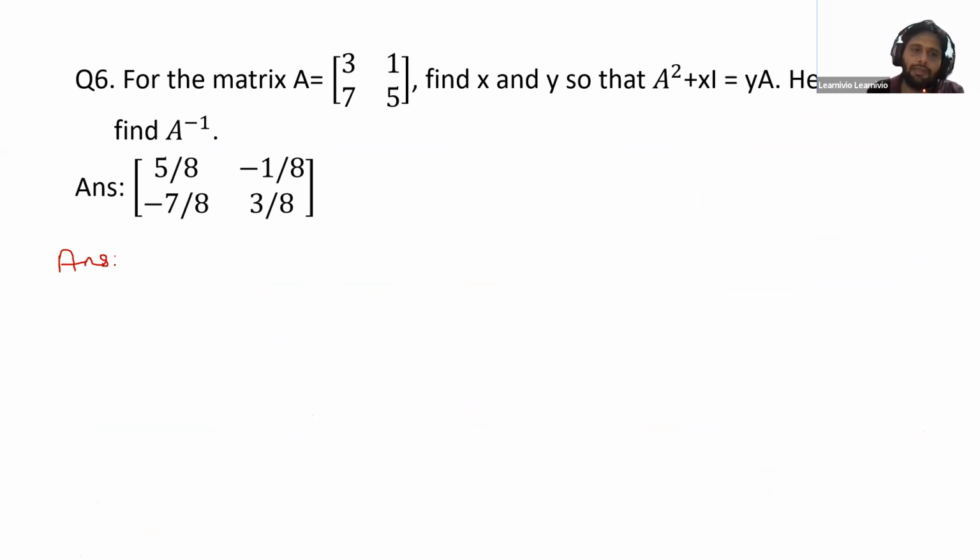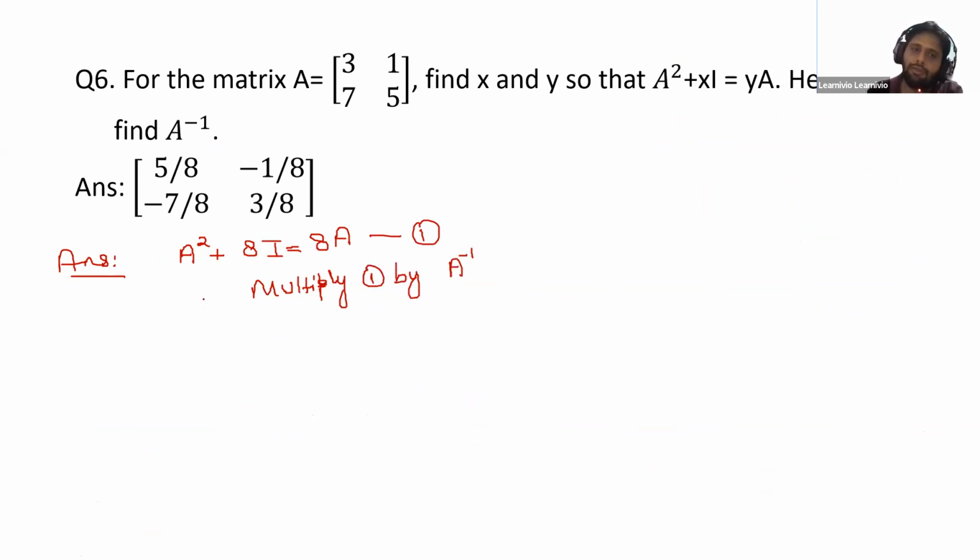We will put this value X and Y in this equation. So we will get A squared plus 8I is equal to 8A. We get this one. Now, this is first. Now multiply 1 by A inverse.